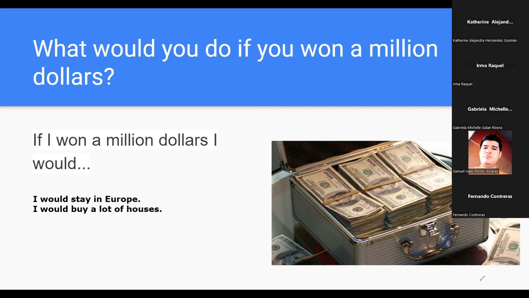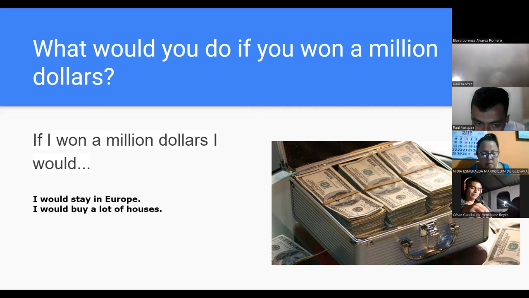I thought that you were going to say that you would buy tickets for Bad Bunny. Yes. Yeah, that's the reason I want to have $1 million, to buy tickets for Bad Bunny. All right, very good.